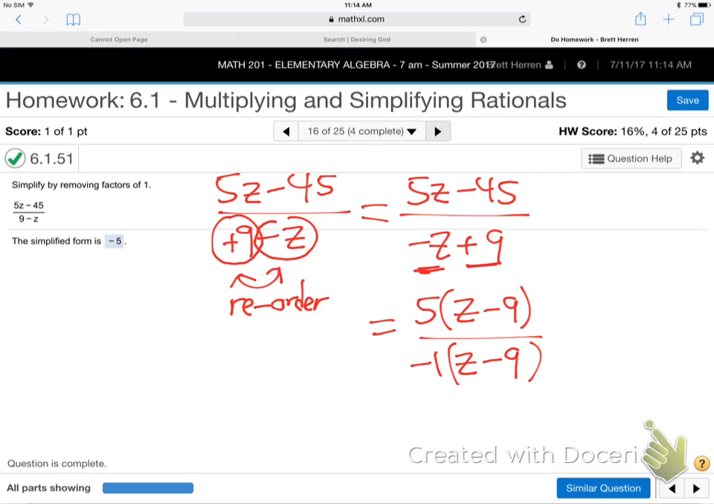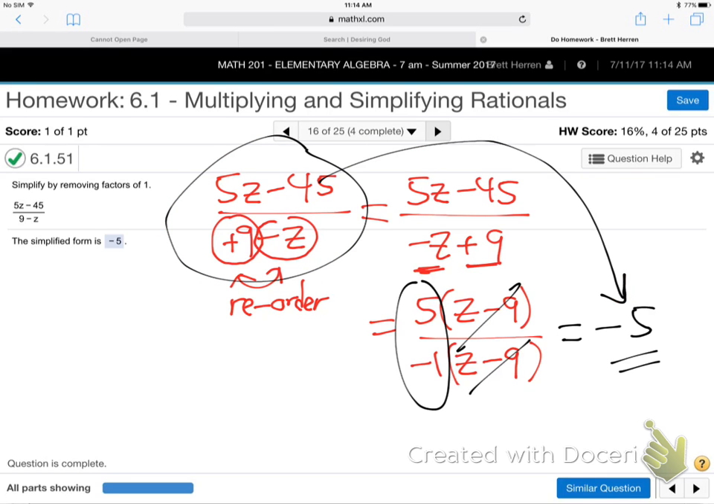And now we can cancel. So what's the answer then? 5 over -1, what's that? Yeah, it's just -5. Right, because positive over negative is negative, and anything over 1 is just itself. So it's -5. Which means what? All of this is a fancy way to say -5. Questions on that one? Are we good? All good? Okay. I'll keep moving.